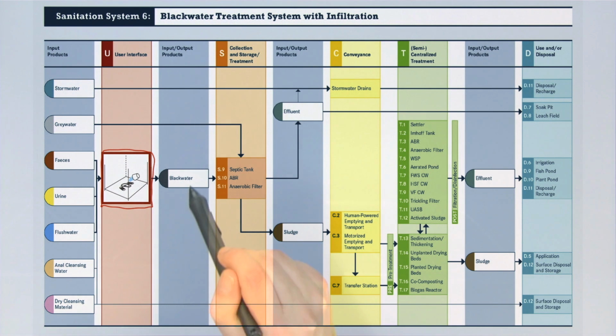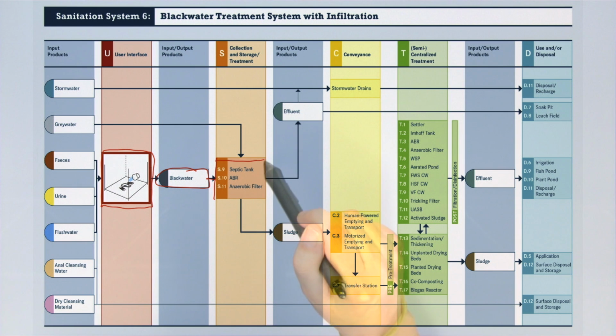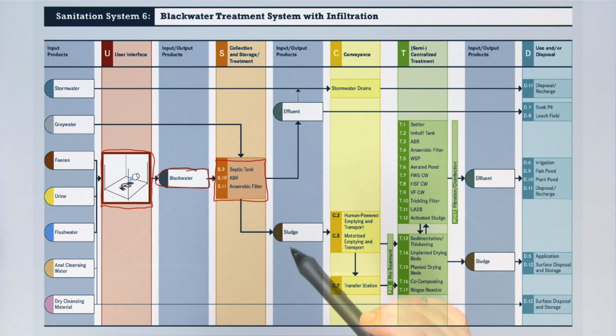Once all of the products go into our pour flush toilet, they are mixed together and referred to as black water. The black water needs to be collected and stored. So here, it flows into the collection and storage functional group, and again we see we have three choices: a septic tank, an ABR, or an anaerobic filter.